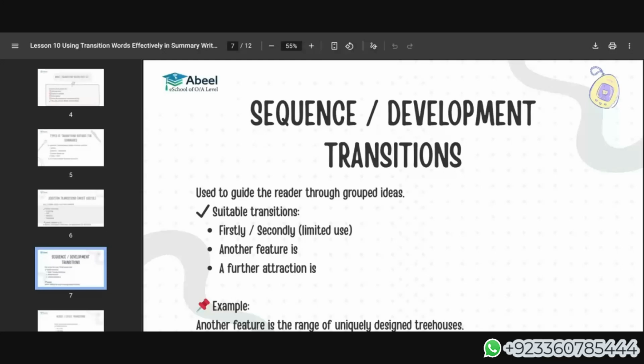And this is how you have to use the sequence or development transition. For example, another feature is the range of uniquely, or you may say further attraction can be, or further attraction is. When you are writing bullets, you may write 1 point, 2nd point, 3rd point. In the same way, when you are writing a paragraph, after listing the 1 point, when you are moving to another point, you may use these transition words.